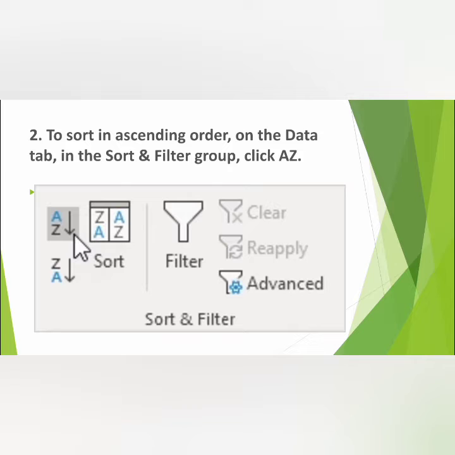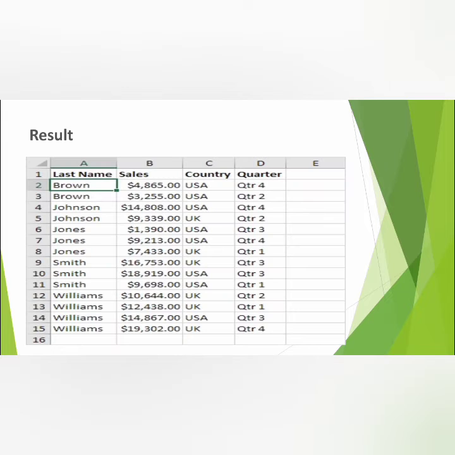Step 2, to sort in ascending order, on the Data tab in the Sort and Filter group, click A to Z. So we have to click on the Data tab, go to the Sort and Filter group, and select the A to Z option. We can see the result over here. The data is sorted according to the last name column. Brown goes up, then Johnson, then Johns, then Smith, and then Williams.